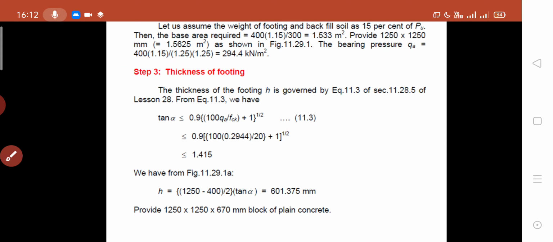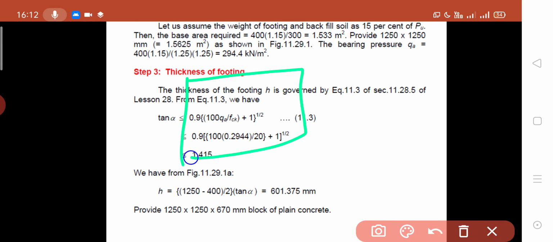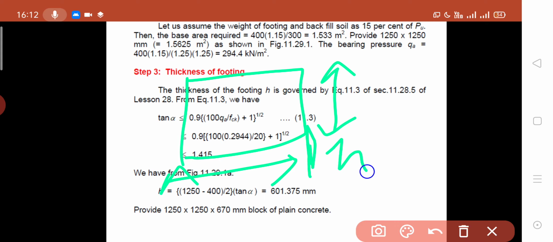Step third is the thickness of footing. The thickness of the footing is denoted by H. This is the footing. This is the width, this is the depth or length, and this is the height, which is the thickness of the footing.